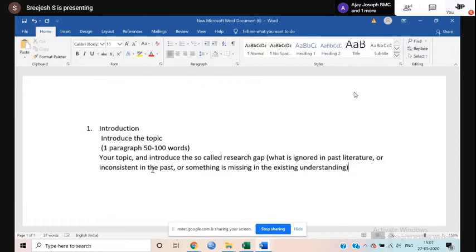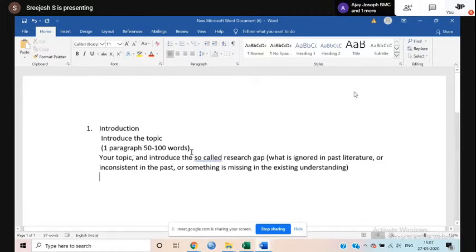What is the inconsistency there, right? Or what is ignored in the past body of knowledge? It means that would be your research gap. So research gap in the sense, what is your scope and where is your scope actually? So when you're introducing, you need to introduce the fact that there is an existing literature gap and nobody looked at this particular area. Therefore, you are trying to look at it, and that is your research gap. Remember, that is actually the second para.